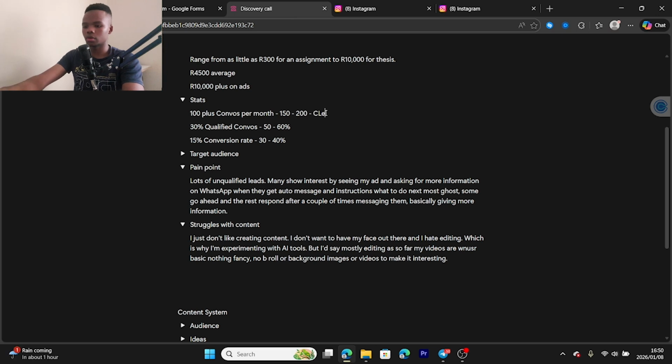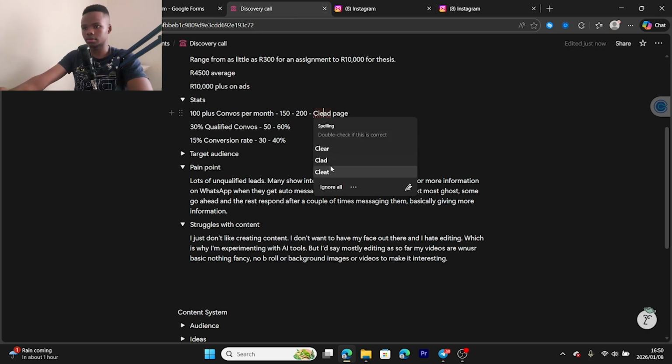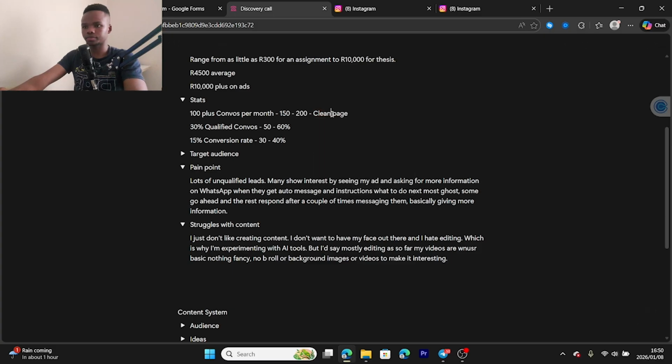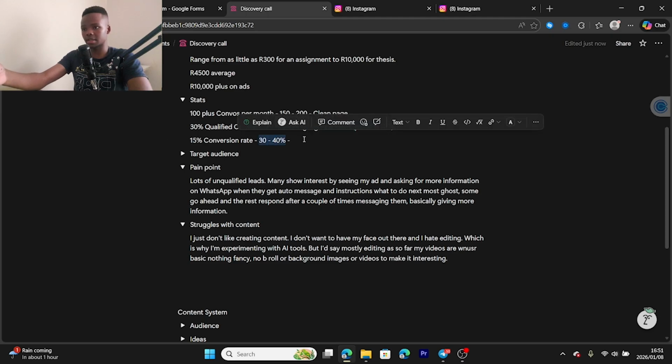So here I'm going to have a clean page. Then here we're going to need to implement highlights/stories showing proof and behind the scenes. And then here for the conversion rate, to bump it up to around 30 to 40, this is the thing that's going to do that.